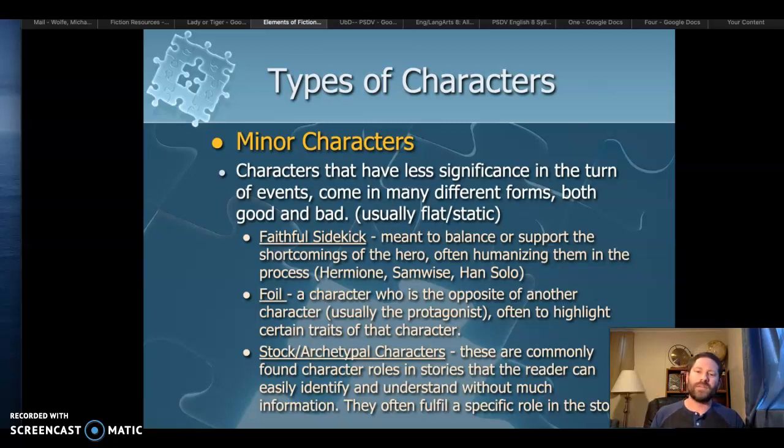And so the foil character may be teaching them that lesson and that struggle that the main character has with them, or whatever. Sometimes our antagonist is our foil in some ways.